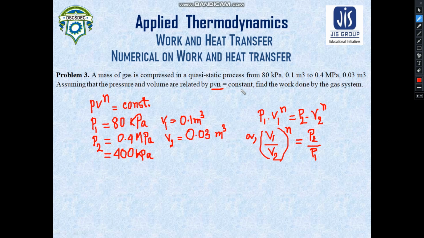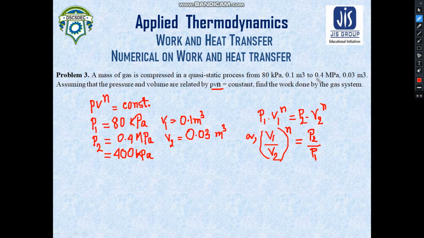Find the work done by the gas system. Okay, so we are going to calculate the work done by the gas system. Now the information available here: pressure 1, that means the initial pressure, is given as 80 kilopascal. The initial volume is given as 0.1 meter cube.